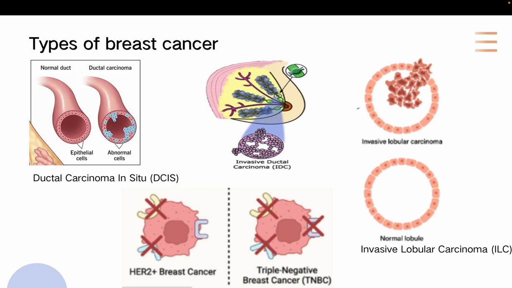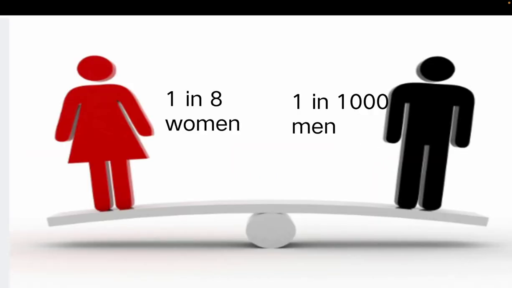HER2 positive breast cancer, characterized by overexpression of the HER2 protein. This type can grow more aggressively but is treatable with targeted therapies. Each type of breast cancer requires a tailored approach to treatment, emphasizing the importance of correct diagnosis.